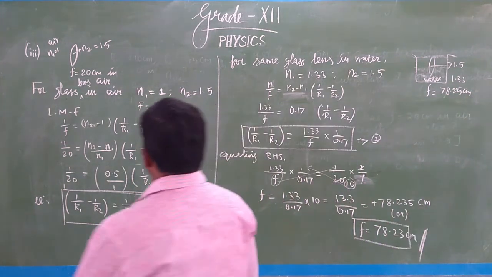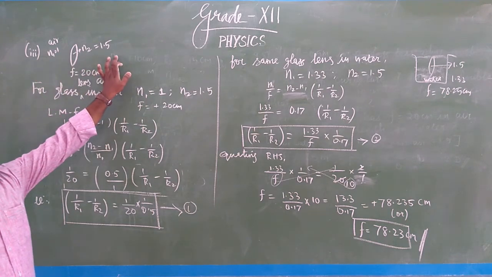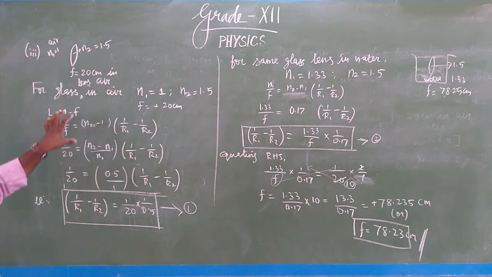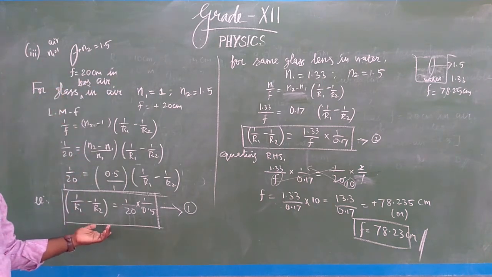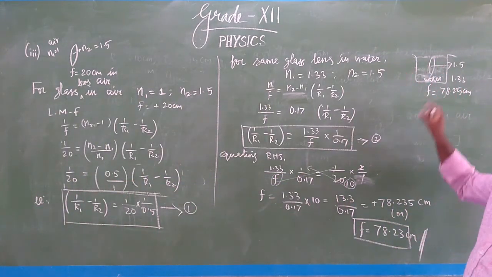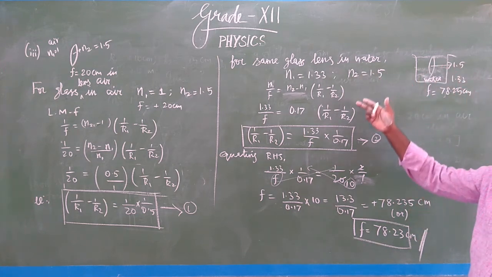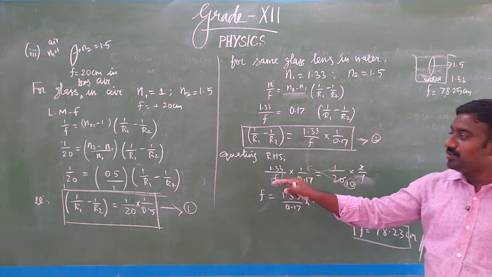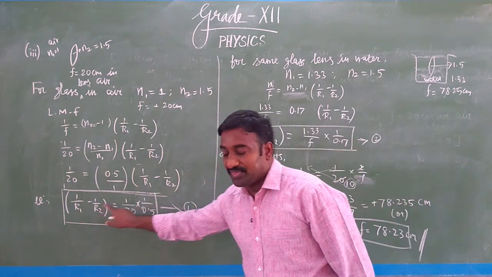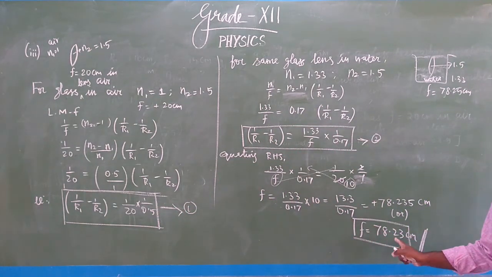I'll repeat once again. There is a glass lens having a focal length of 20 centimeter. It is placed in the air first. In air the refractive index is 1, and for glass we know it is 1.5. Using the lens maker's formula, you will get one equation. Now the same glass lens is placed in water. What would be the focal length? There is a change, so from the lens maker's formula we will get another equation. Comparing these two equations, the left hand sides are equal, so automatically the right hand sides would be equal. Equating the right hand sides, finally we get the focal length.